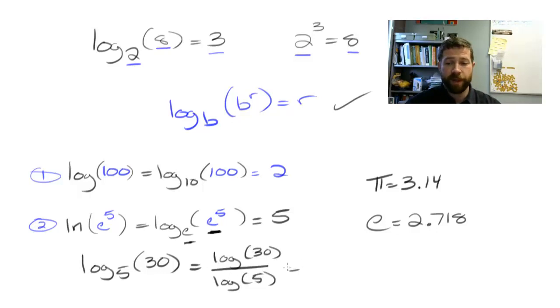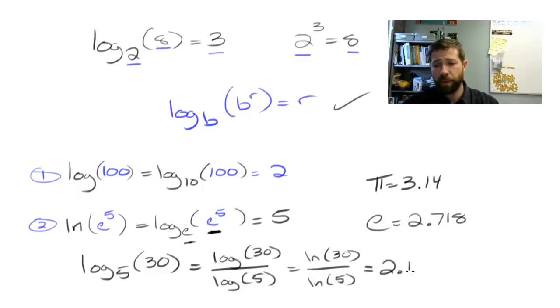Another option would have been to use the natural logarithm: the natural log of 30 divided by the natural log of 5. The key is it doesn't matter which one of these you use, they'll give you the same result, which is about 2.11, an approximated version. You can try it in your calculator. It really doesn't matter if you use logarithm or natural logarithm when you compute this.